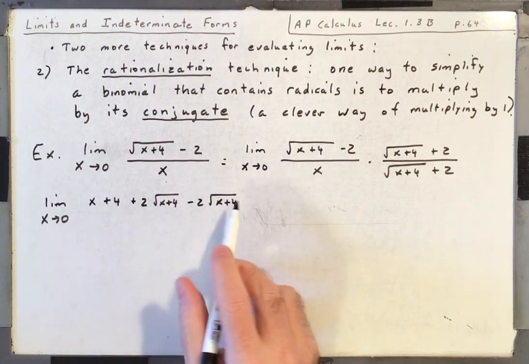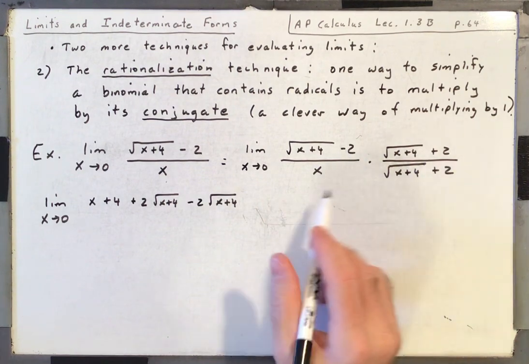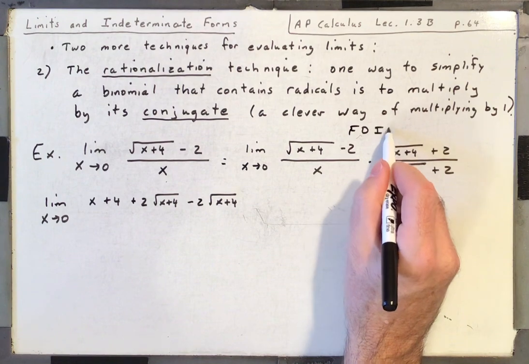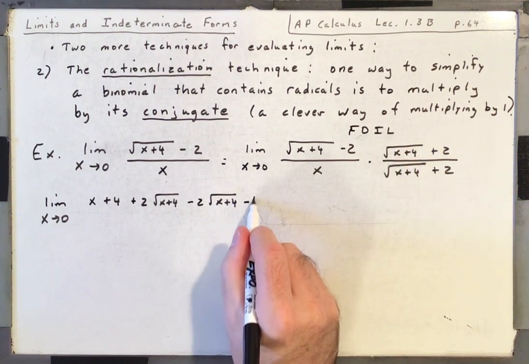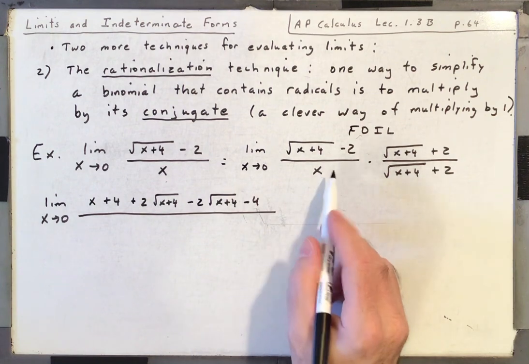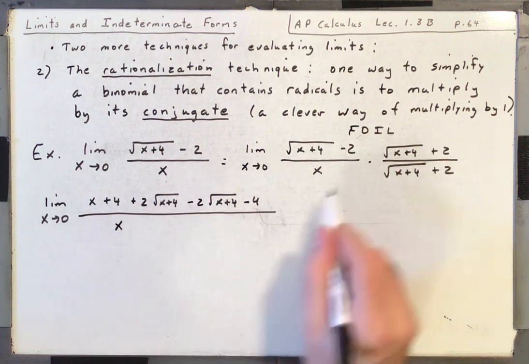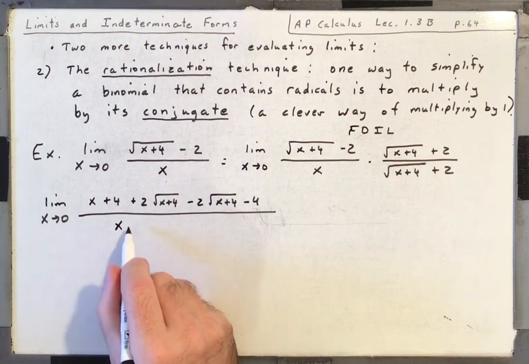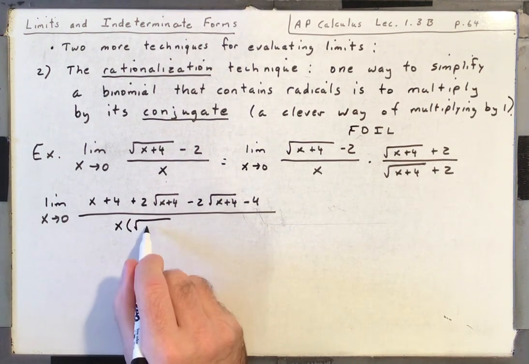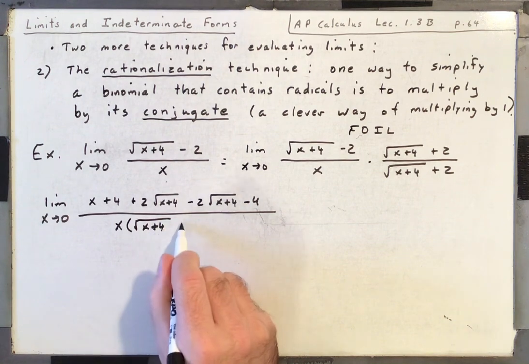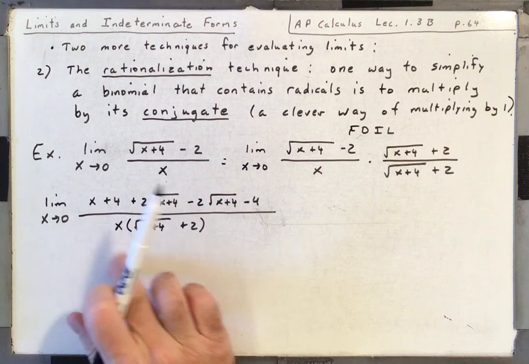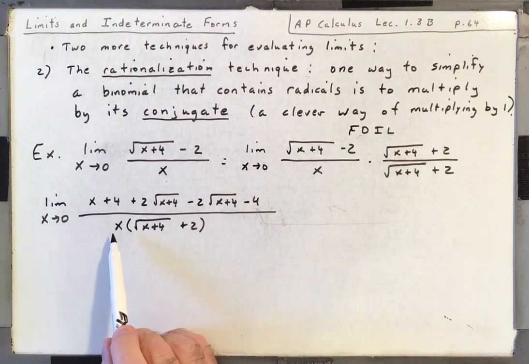So that was the point of the whole thing. And then 2 times negative 2, our last of the foiling, would be minus 4. All over, now I'm not going to multiply out that x right there. We're going to try to get it to cancel out, so I'm just going to write it like this: the square root of x plus 4 plus 2. Usually you want to hold off on multiplying the bottom out, so you don't want to distribute that x. That's what I'm trying to say.